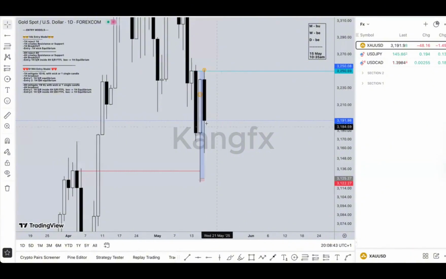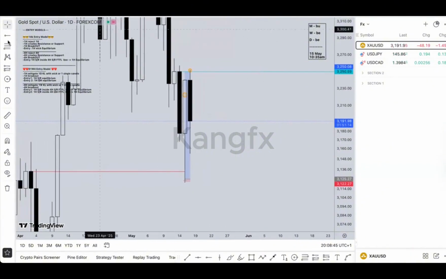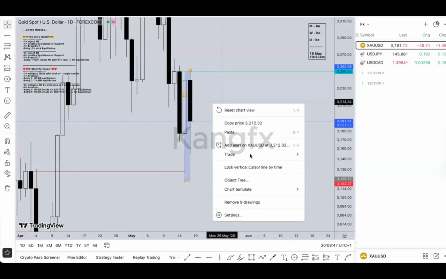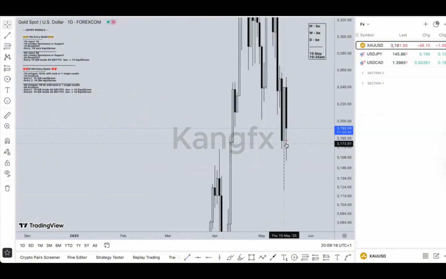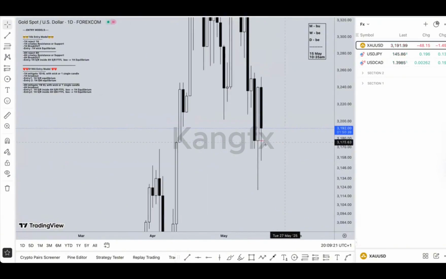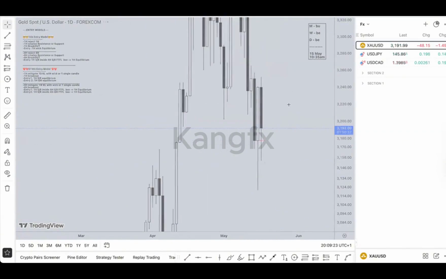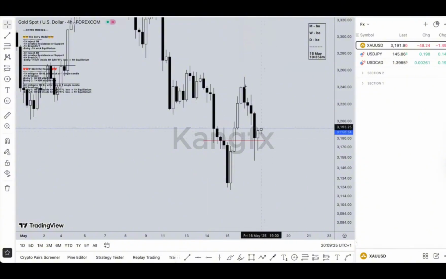Now that the market has ended this week, what should we expect next week? Now there's a rejection here. Remember, the market is still bearish on daily. You see this rejection here? There's a rejection here on daily. Now on 4 hour, is there a breakout? There's no breakout. Only if the breakout happens here, that means daily is now bullish. But for now, there's no breakout.